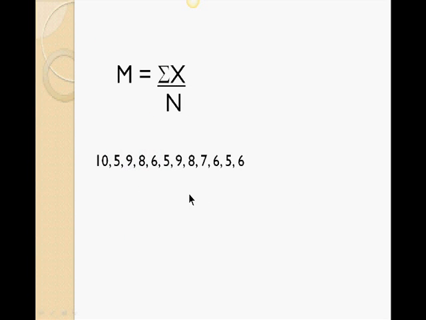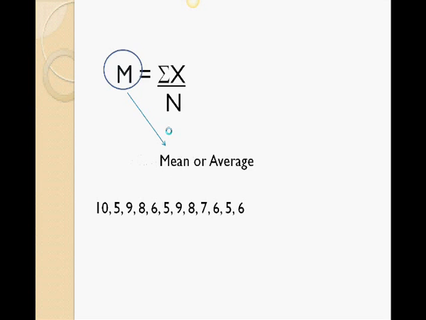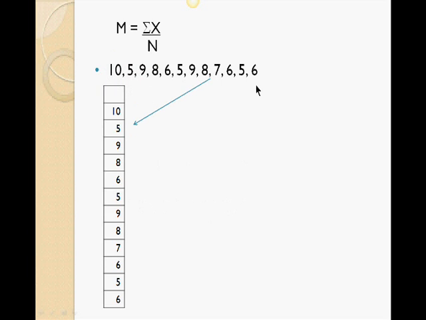We'll begin by using this set of numbers in our formula. And just as a reminder, the M stands for mean or average. What I'm going to do is take our set of numbers and put them vertically, because this is the easiest way of doing mathematical computations.